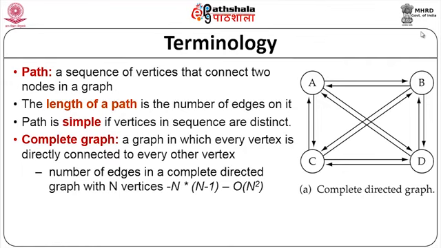A complete graph is a graph in which every vertex is directly connected to every other vertex, then you call it a complete graph. The number of edges in a complete directed graph with n vertices will be approximately of the order of n squared. So this is a complete directed graph. If you have n vertices, here you have 4 vertices, so here you will have 16 edges.